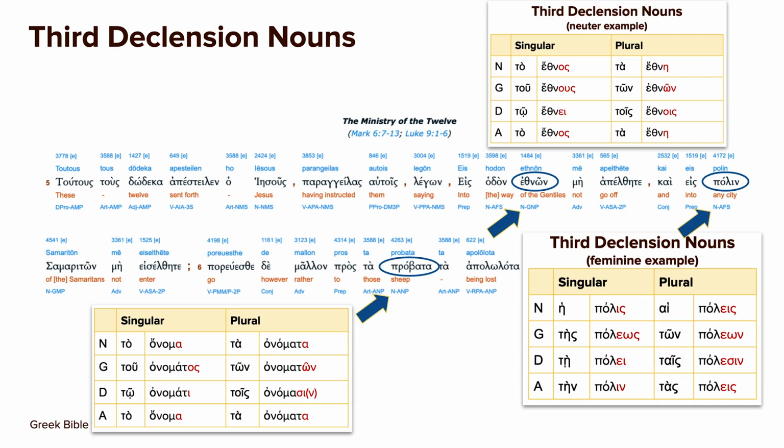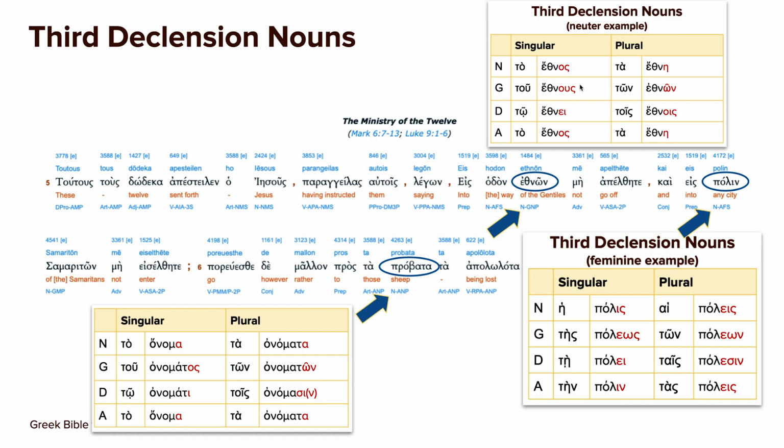All right, so here are some more third declension nouns. Let's talk about this one, ethnon, of the Gentiles. So in English we call them Gentiles. That just means they're not Jews. So the way that they were called in ancient Greek is the peoples, of the peoples. So basically there were Jews and then there were other peoples. So ethnos generally can mean either Gentile or people or cultures.